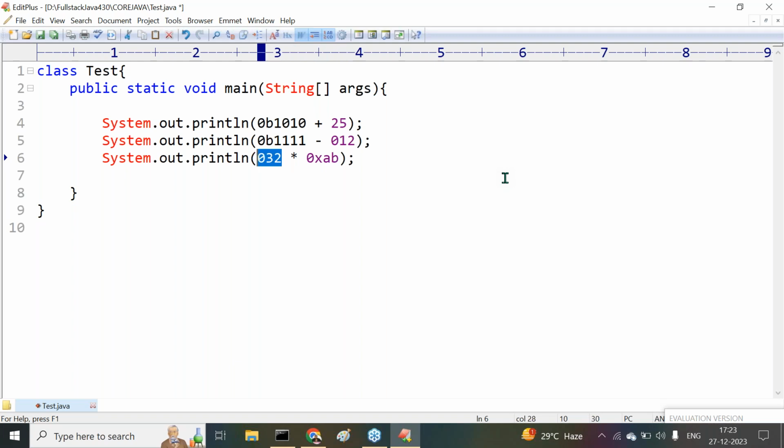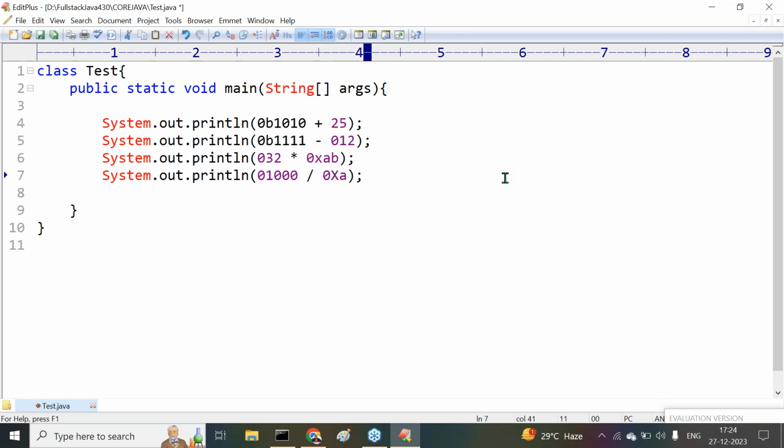But this 032, what value is this? Octal number. First of all, what will the compiler do? All these numbers will be converted to decimal values. Then it will perform the operations over the decimal values. Understand it clearly. Next one, for example, System.out.println of 0 like this, then 0X with capital X. Understand it now? So overall, arithmetic operations can be provided.